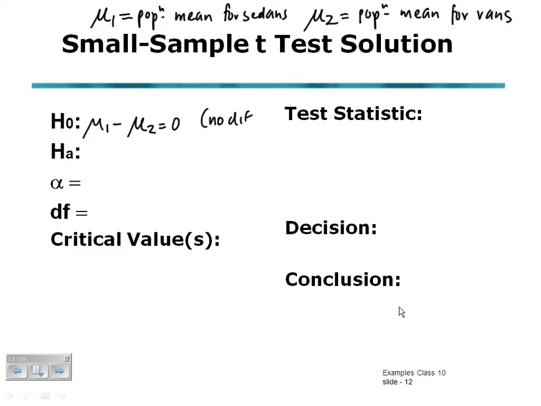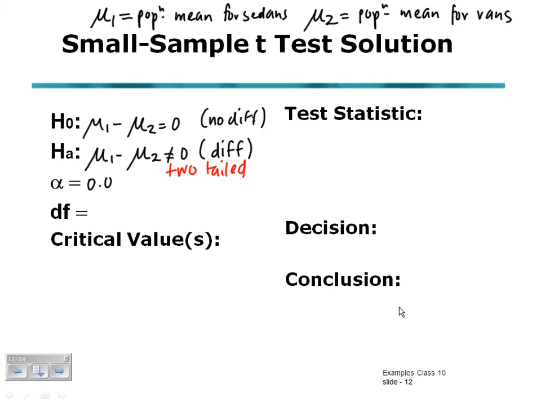No difference. And the alternate hypothesis here, when we're looking for a difference, mean 1 minus mean 2 is not equal to naught. And that means there is a difference. If it's not equal to naught, the alternate hypothesis makes it a two-tailed test. The alpha value that we were using for the two-tailed test is 0.05.